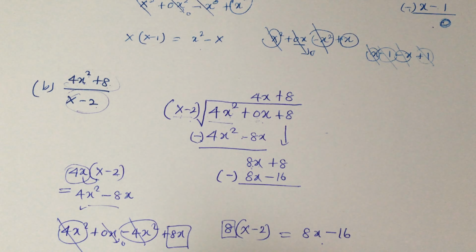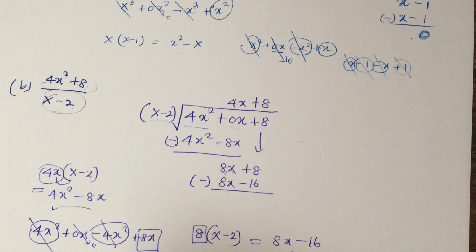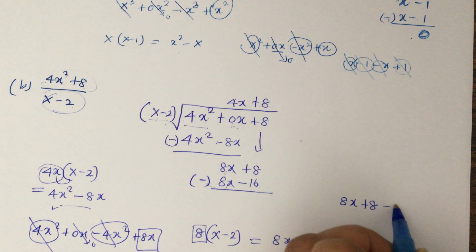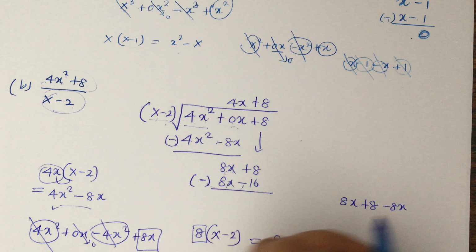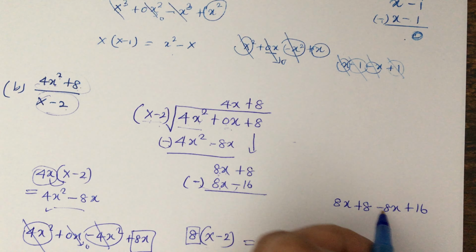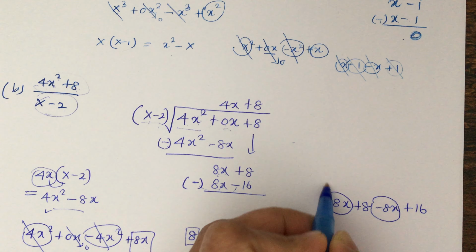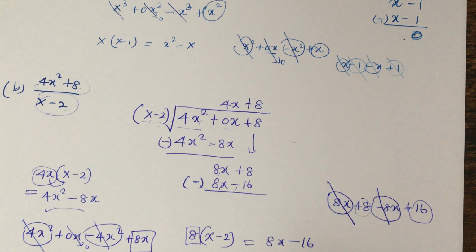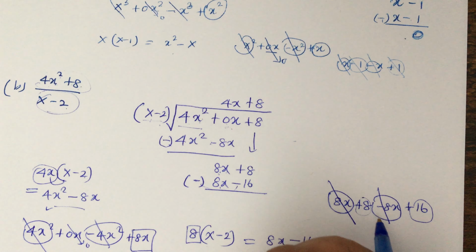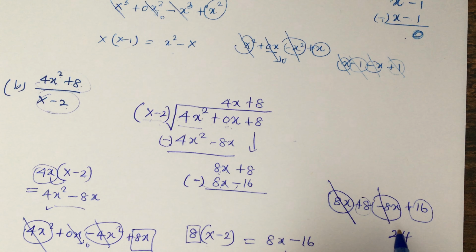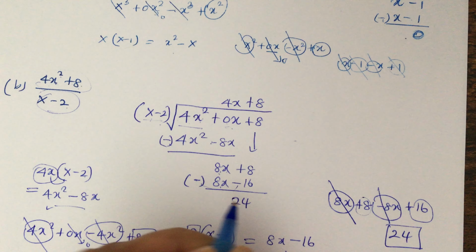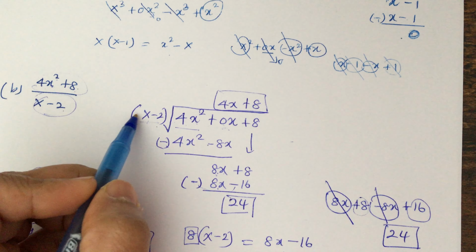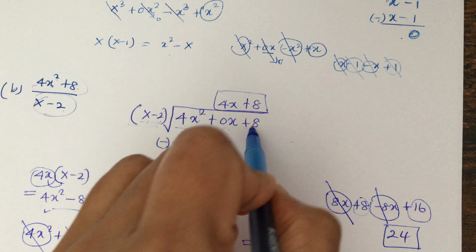And then do the subtraction. You have to subtract 8x plus 8 minus 8x, and negative negative is positive 16. So negative 8x, positive 8x, those are cancelled. And here you have positive 8 and positive 16, so that means positive 24. So the answer is 24. This is your remainder, this is your quotient, this is your divisor, and this is your dividend.